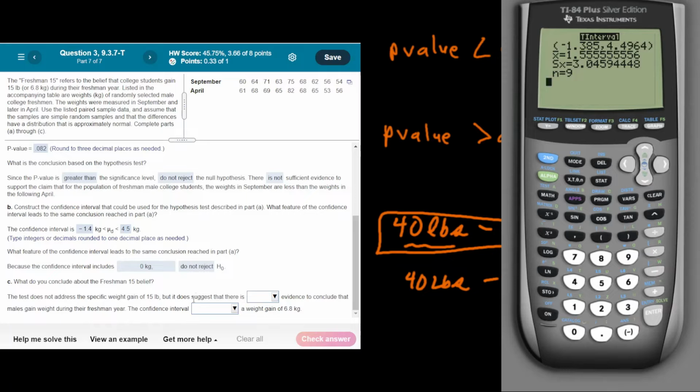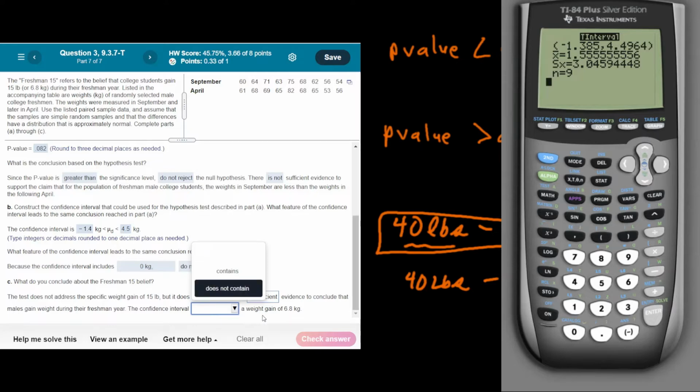Anyway, the test does not address the specific weight gain of 15 pounds. That is true, but it does suggest that there is no evidence, or insufficient evidence, not enough evidence to conclude the males gained weight freshman year. The confidence interval.